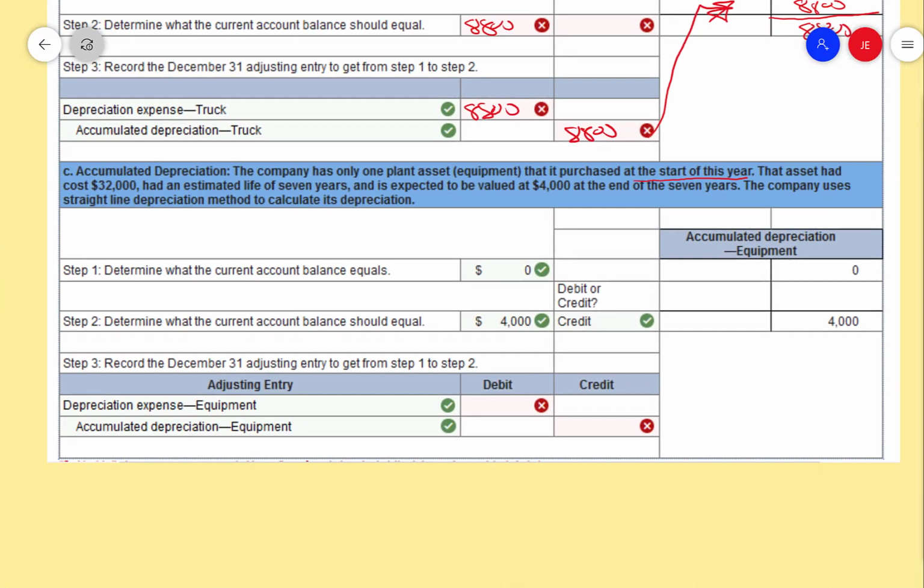So here we're going to take what? 32,000, salvage value of 4,000, all over the 7-year life, right? So I'm going to divide 7 into 28,000, which happens to be what? $4,000 per year. Okay. Now you got this 4,000 right, but I don't think that's that same 4,000.